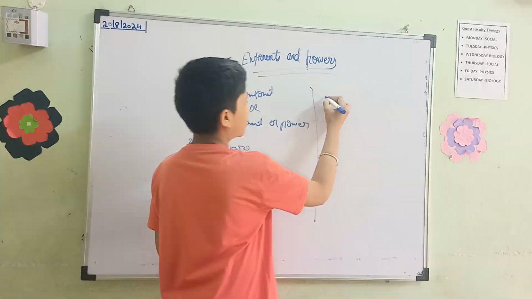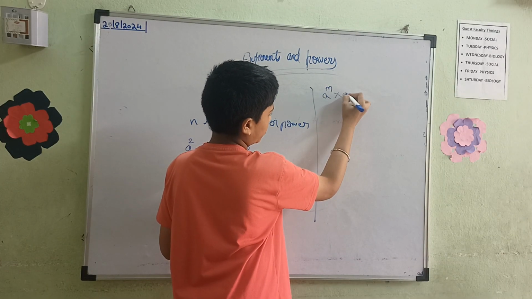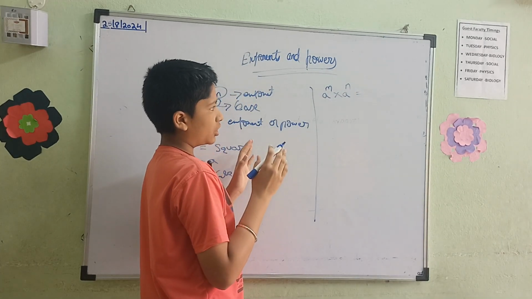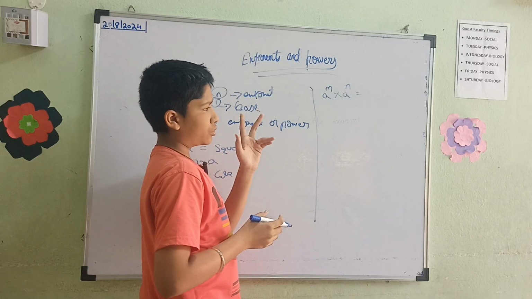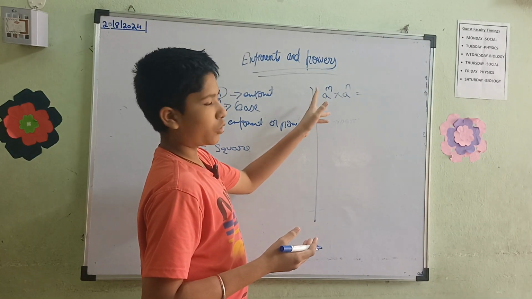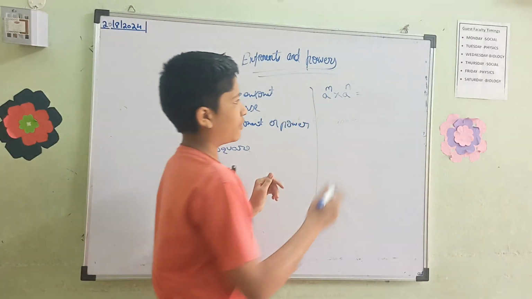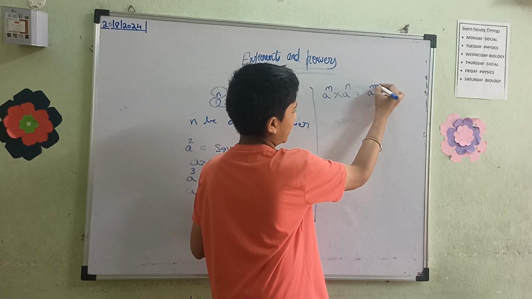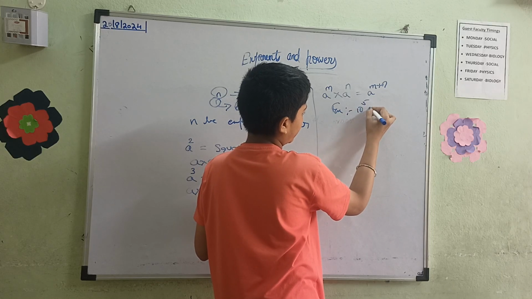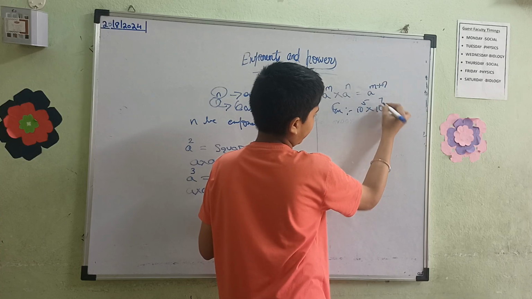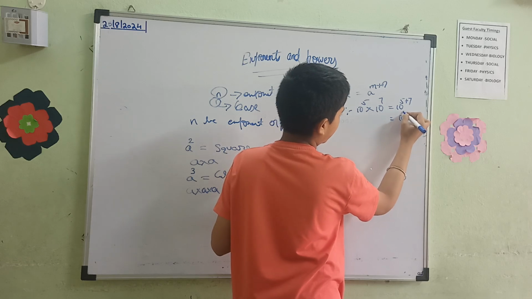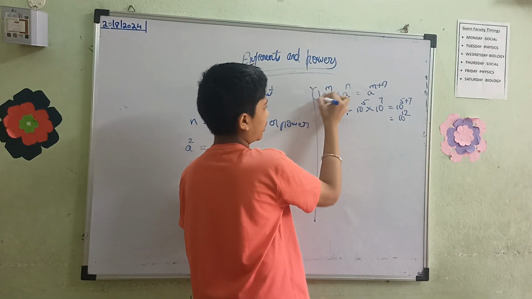The first law is a to the power m into a to the power n. When multiplication is done between two terms and both terms' bases are the same, but both terms' exponents are different, then we write a to the power m plus n. Example, 10 to the power 5 into 10 to the power 7. Then we can write 10 to the power 5 plus 7, equals 10 to the power 12. This is the first law.